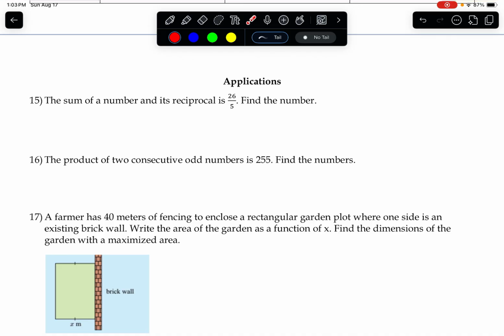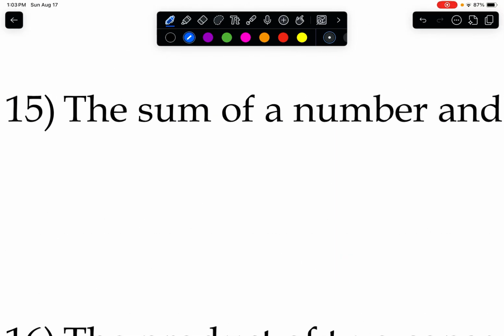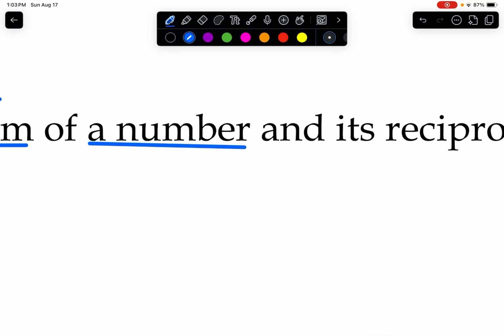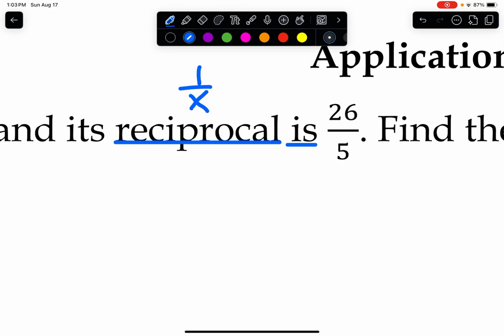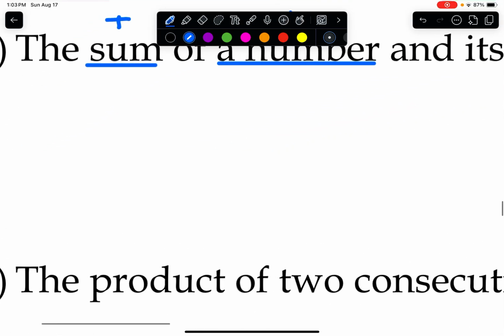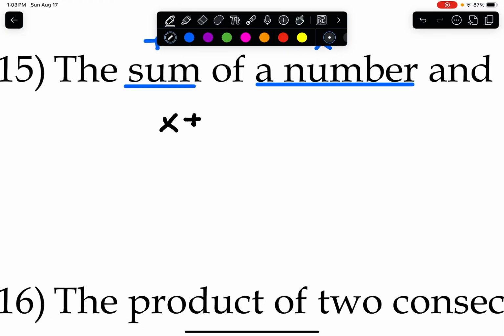So I'm going to go ahead and do a couple of these applications. The first one we have here is: the sum of a number and its reciprocal is 26 over 5, and you want to find the number. The sum just means we're going to add two numbers. We don't know what the number is, so I'm going to say x, our variable. The reciprocal is 1 over x. And when I say is, that's just a fancy way of saying equals. So the sum of a number and its reciprocal is equal to 26 over 5. This is your setup.